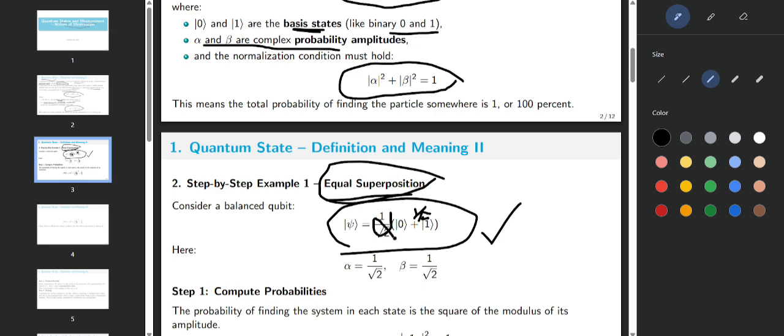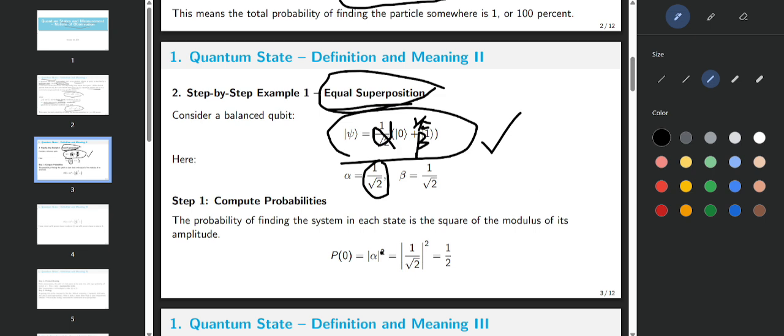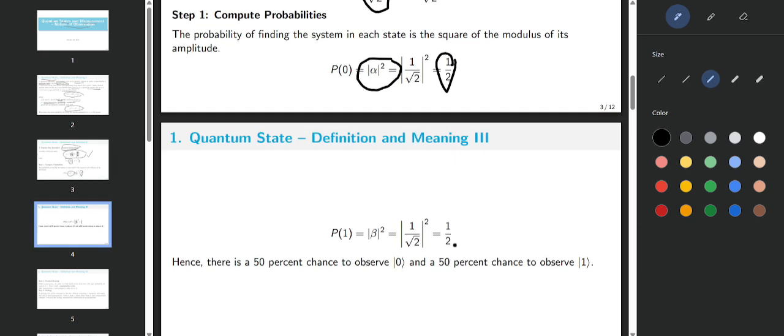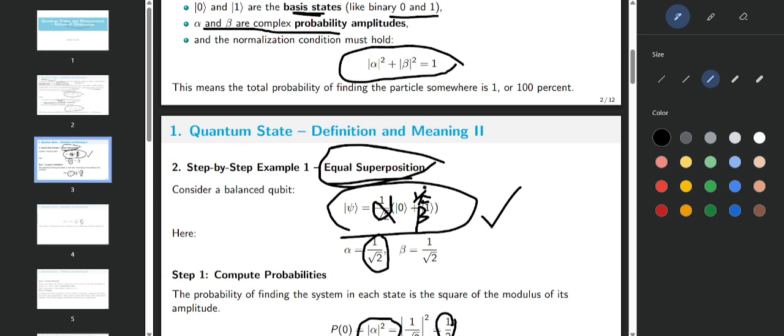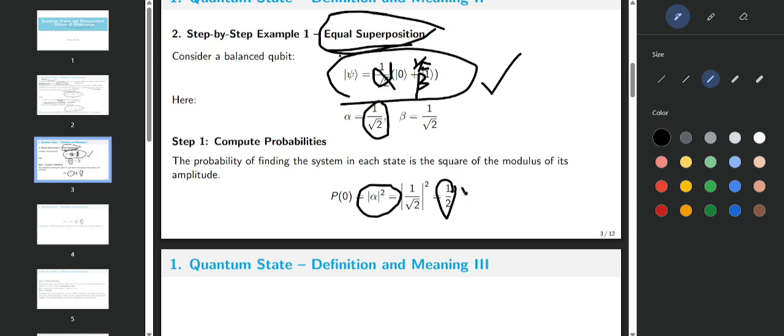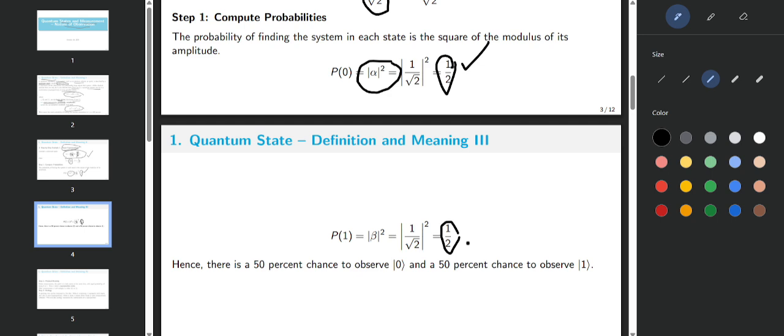If you compute the probabilities, mod alpha square, you end up getting 1 by 2, and likewise for mod beta square you get 1 by 2. That is why I call this equal superposition. Hence there is a 50% chance to observe ket 0 and a 50% chance to observe ket 1.